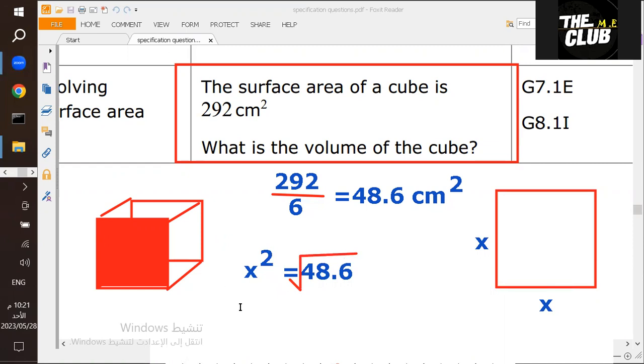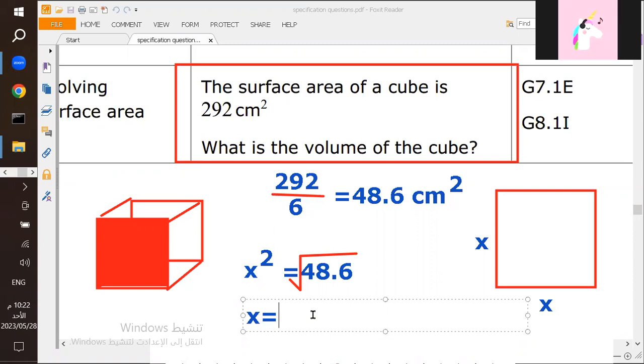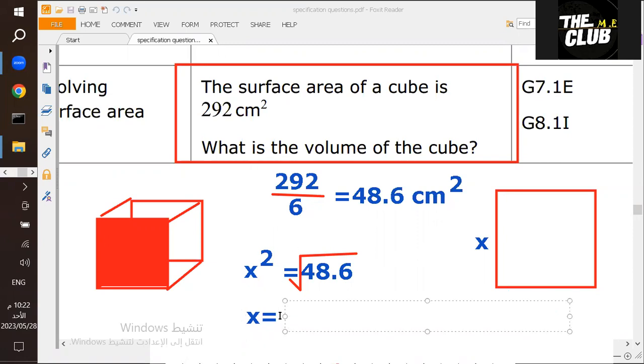So x equals what? 48.6 square root. 6.97 something, right? 6.9. But don't they want the volume? Still, you have to go down to the length and then go back to the volume. Now this one is 6.9, right? When we round it, it's going to be 7. But it's okay. You can use 6.9 and work with it, okay? Now we found the x.